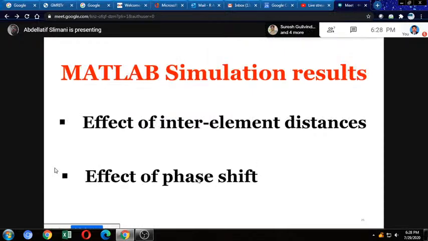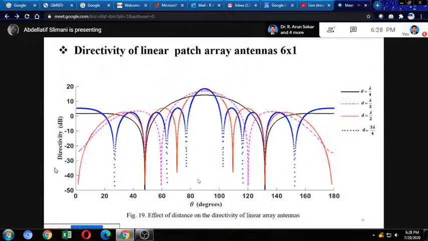Here we are doing a simulation with MATLAB. We have studied the effects of inter-element distance d, and the effects of phase shifts on our array antennas. The first example is the directivity of a linear patch array antenna. We have a linear array of 6 elements. In the first case, in black color, the distance between elements equals lambda per 4.